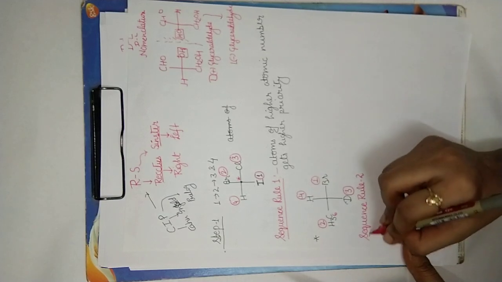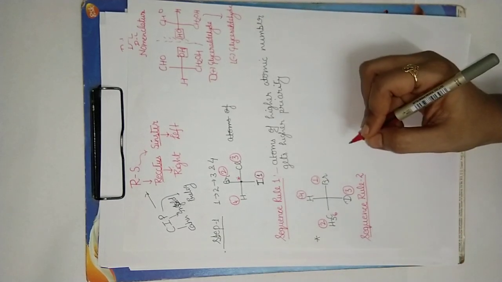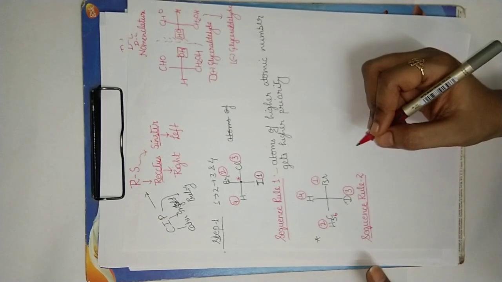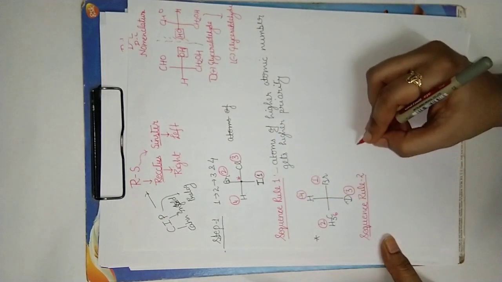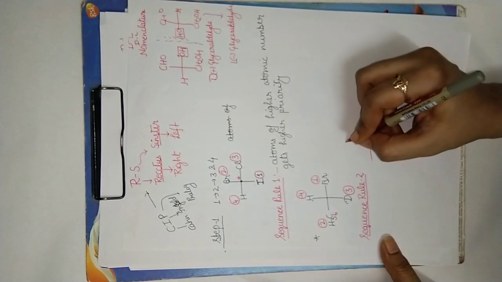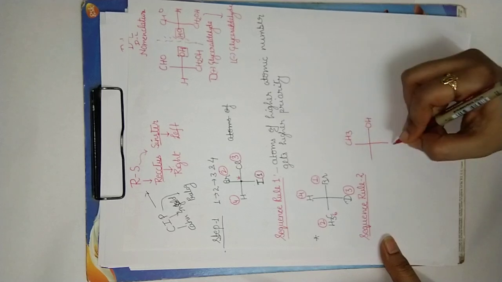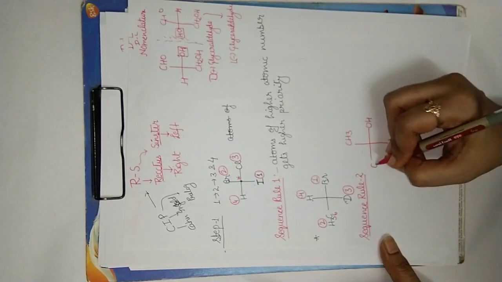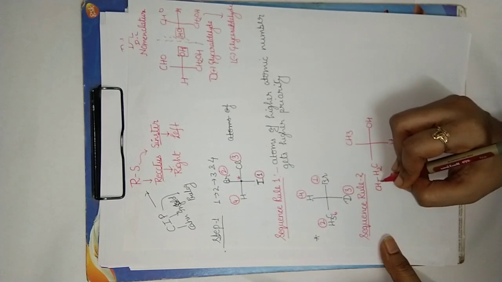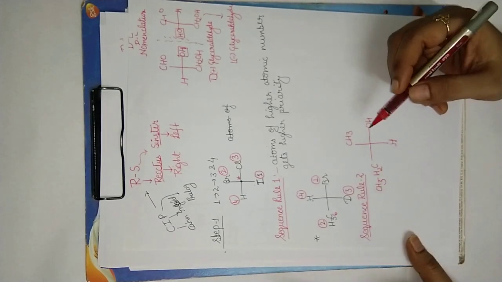Sequence rule 2. If the relative priority of 2 groups attached to a chiral carbon cannot be decided on the basis of rule 1, like this: OH, CH3, H, CH2, CH3. What is the sequence rule 2?